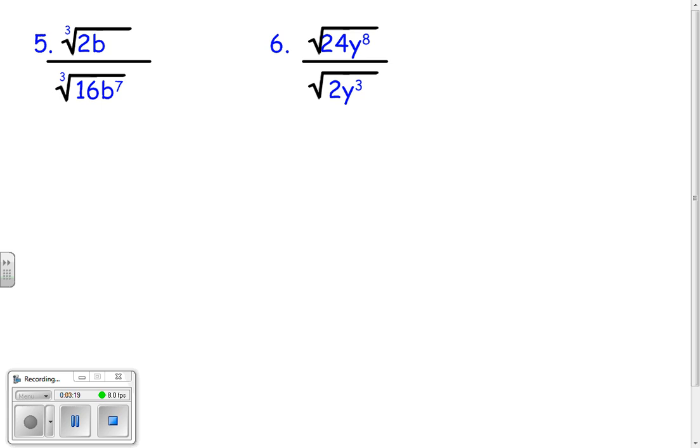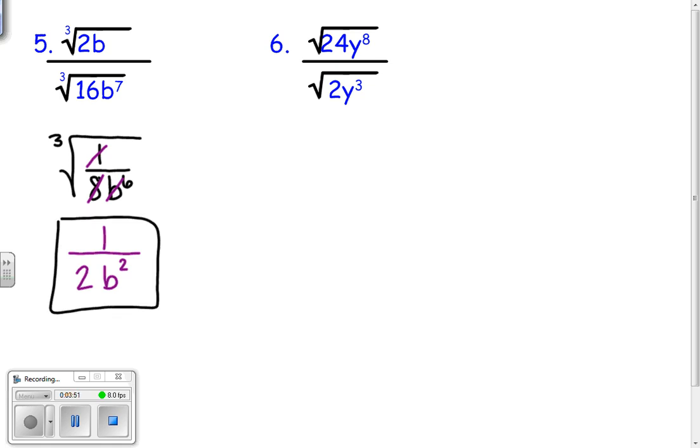Number 5. Number 5 will be a fraction underneath because both the 16 and the b to the 7th are bottom heavy. 2 over 16 reduces to 1 over 8, and b over b to the 7th is a b to the 6th on the bottom. 1, 8, and b to the 6th are all cube rootable. So the cube root of 1 is 1. The cube root of 8 is 2, and the cube root of b to the 6th is b squared. Wherever the original number started in the fraction is where it'll end up in the answer.